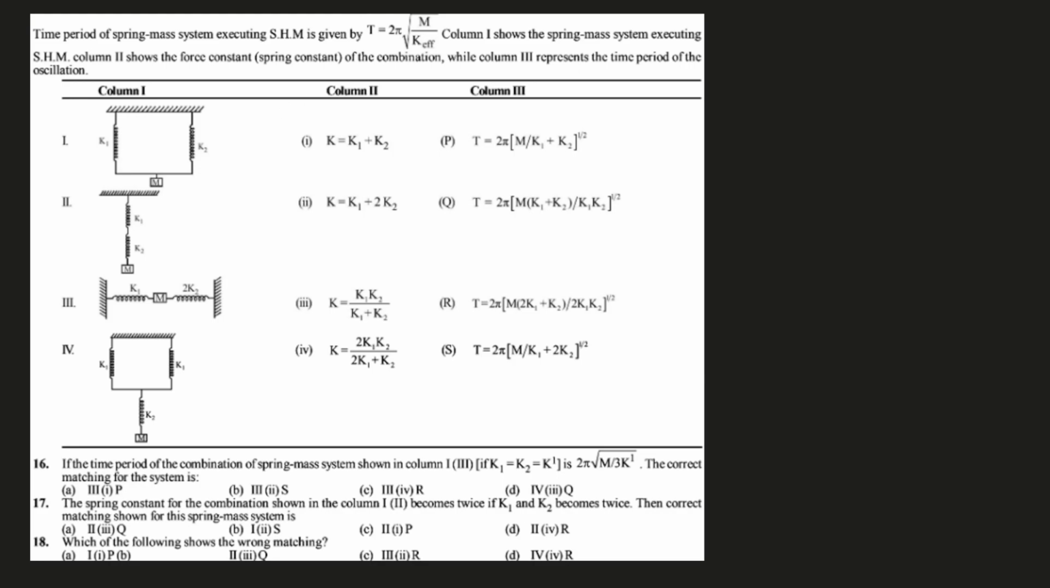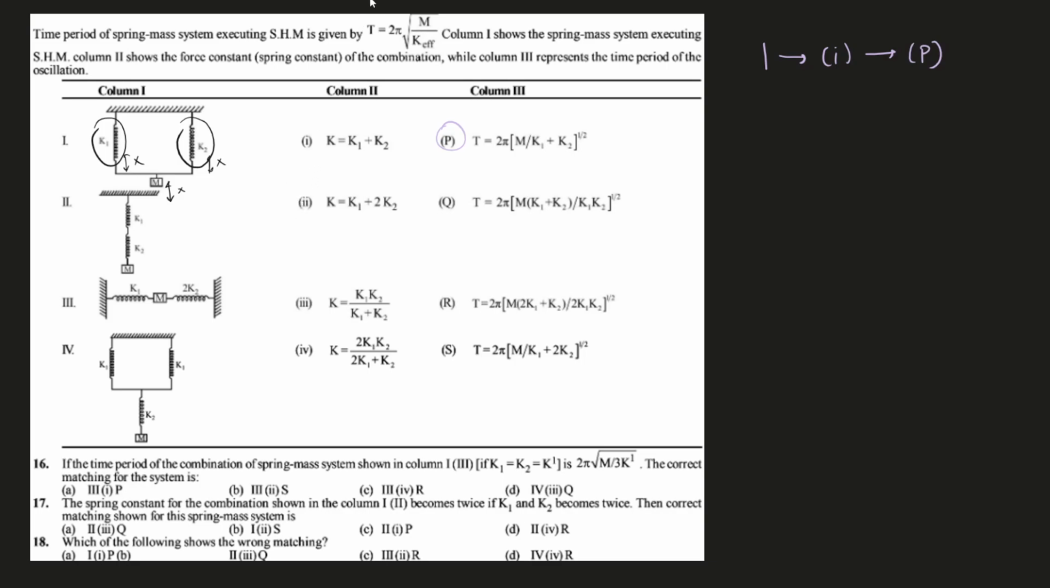In the first case, you have two springs, K1 and K2, and both of these stretch by a distance x if the mass goes down by a distance x. So that means that the effective spring is the sum of these two springs. So the spring constant is K1 plus K2, which is right here. So 1 is for 1, and the time period that it represents is P right there. So P, that's the first match.